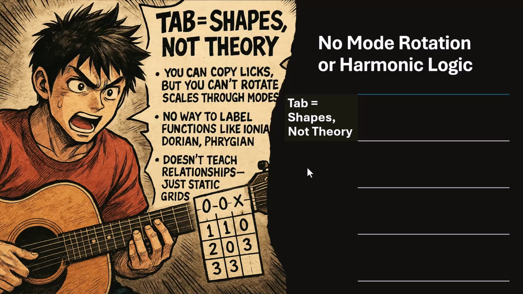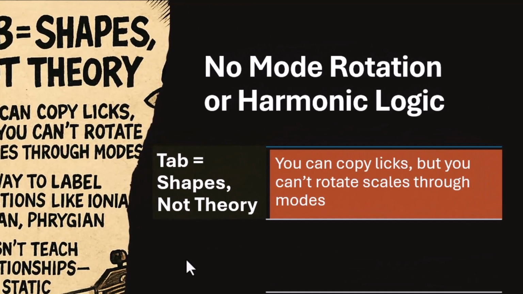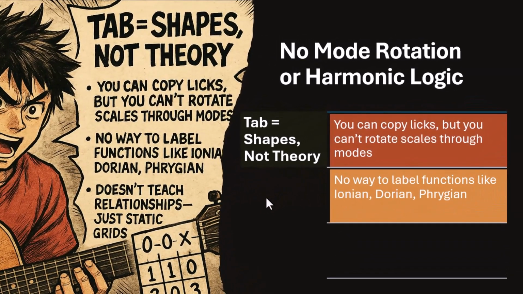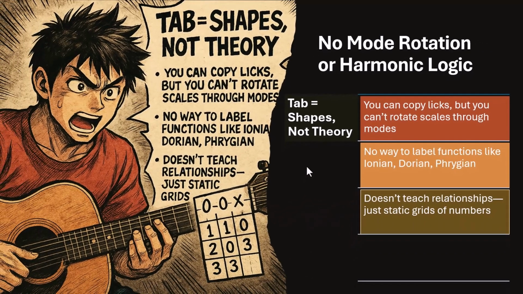So the tab equals the shapes, not theory. So you can copy licks, but you can't rotate scales through modes very easily. There's no way to label functions like Ionian, Dorian, Phrygian. So in other words, the numbers are representing just where you put your finger from an XY axis, meaning the number represents the frets, the X axis.